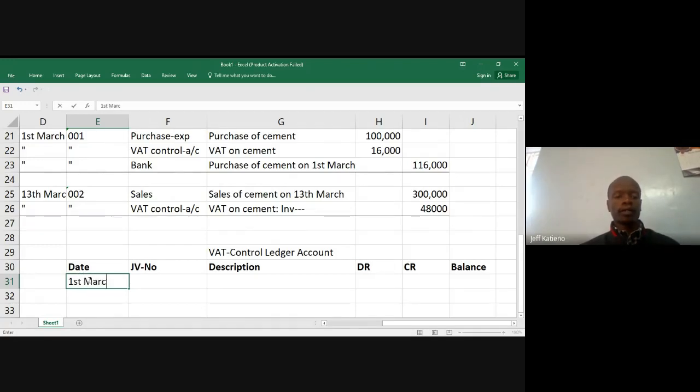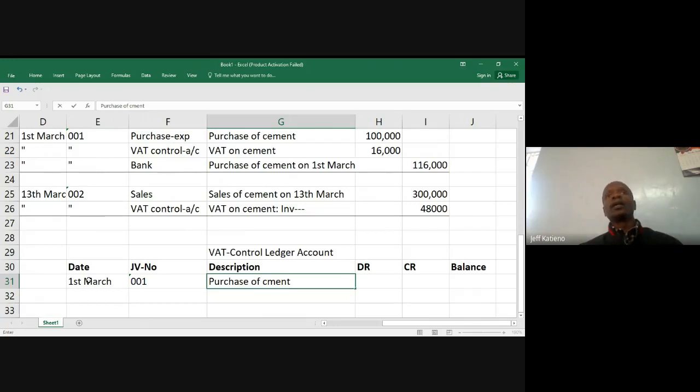1st March. Journal number 1. You'll say purchase of cement. You may put an invoice number here, but since we don't have it, let me just use the date, 1st March. And since it was a debit, like you can see here, you put it on the debit side, it is 16,000.